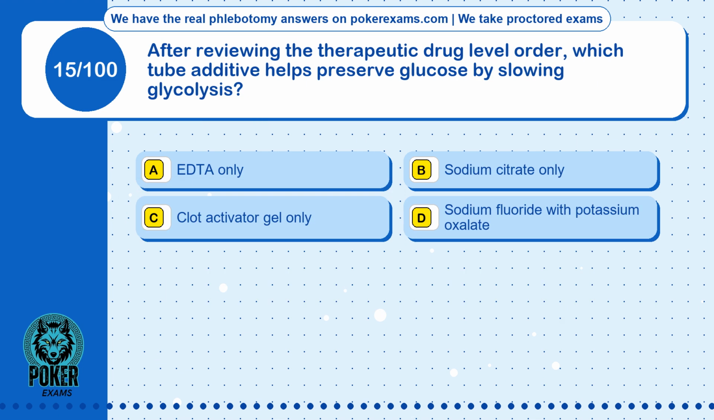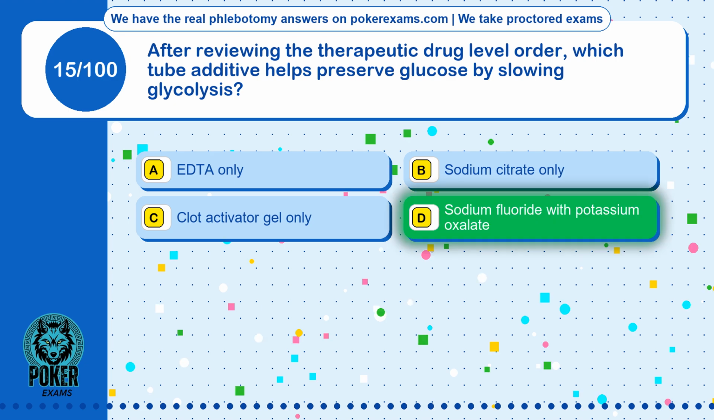Question 15. After reviewing the therapeutic drug level order, which tube additive helps preserve glucose by slowing glycolysis? Option A, EDTA only. Option B, sodium citrate only. Option C, clot activator gel only. Option D, sodium fluoride with potassium oxalate.